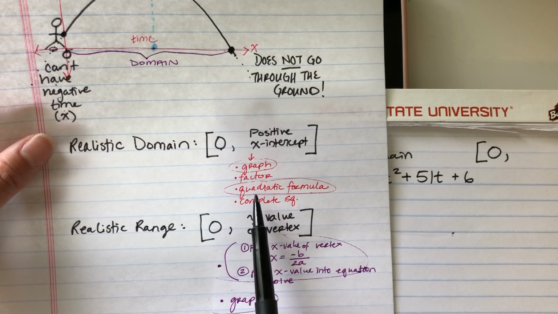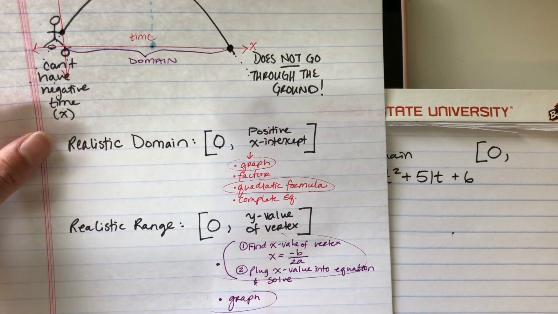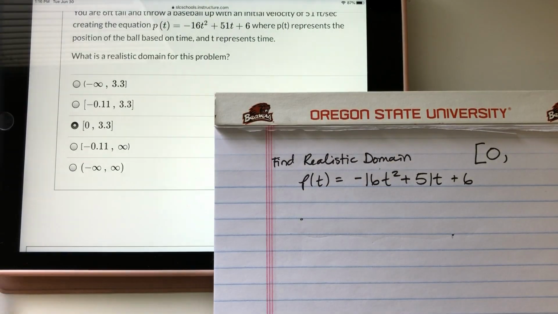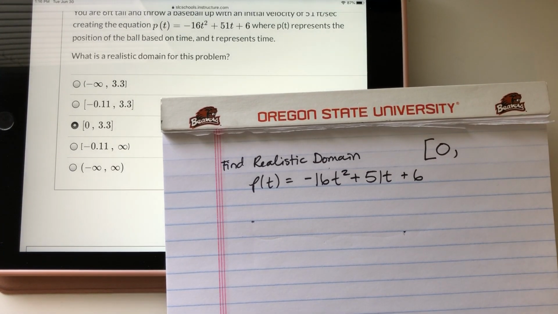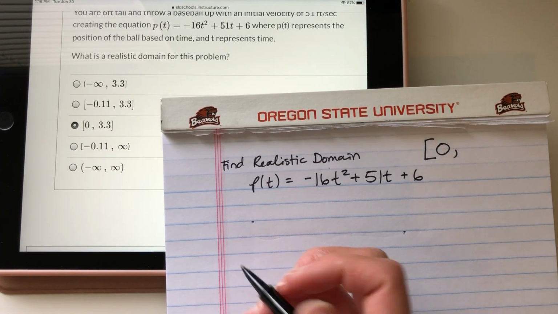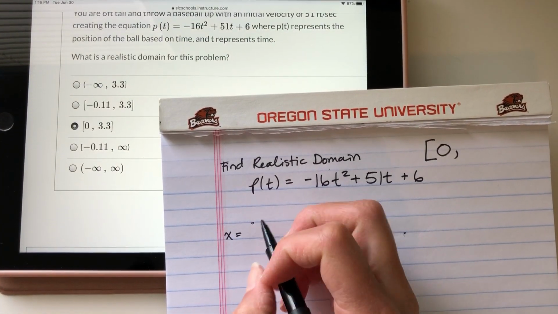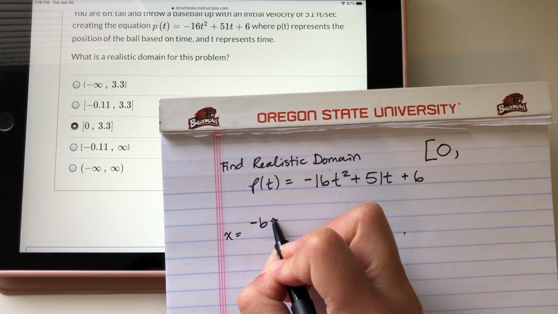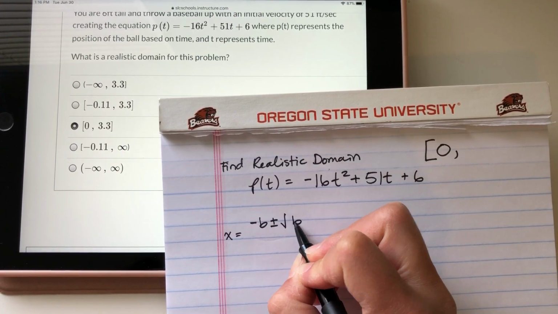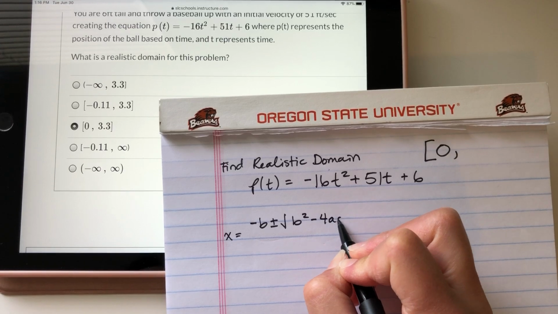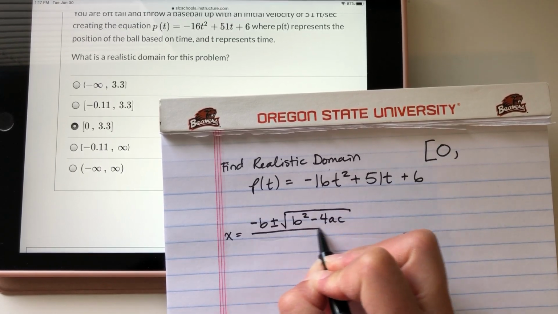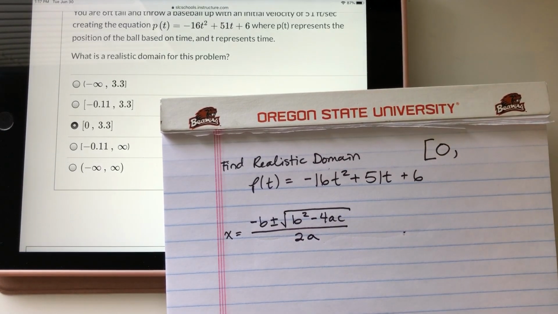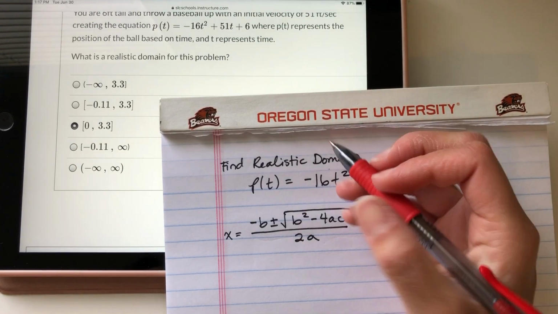I'm going to show you the quadratic formula first, then I'm going to show you how to do it graphing wise. So quadratic formula. If you can recall, the quadratic formula is x equals negative b plus or minus the square root of b squared minus 4ac all over 2a. All right, how do you find your a's, b's, and c's?